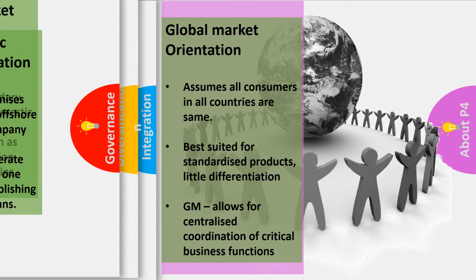And then we have a global market orientation, where all the markets and the organizations operating in that marketplace see the whole world as consumers in all the countries being the same. Achieved when there's very little product differentiation between the product and the competitors in the marketplace. Such examples are seen with Apple, with little product differentiation, also Coca-Cola. Best suited for standardized products.